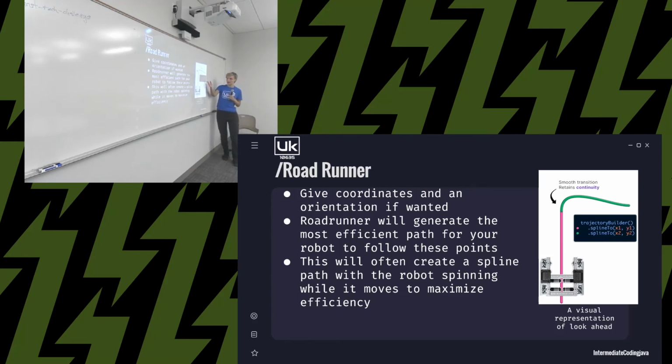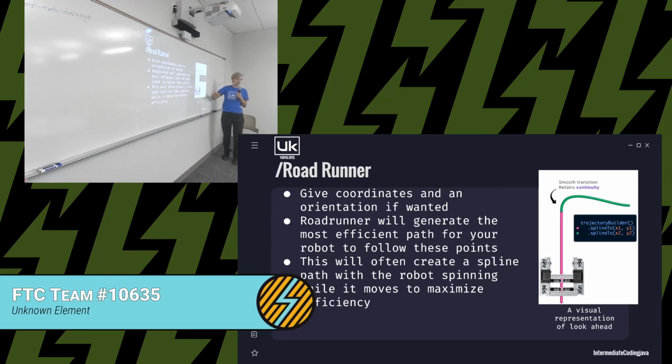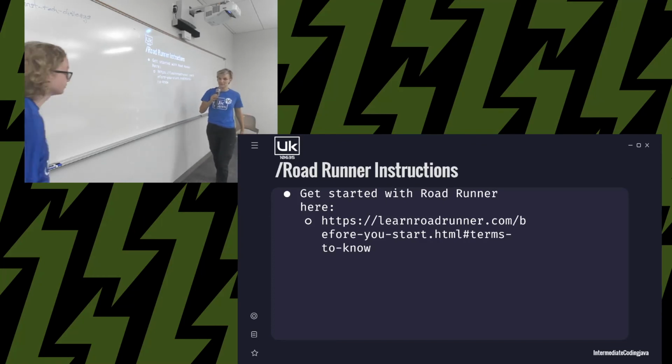To code Roadrunner, if you wanted to use splines, you'd use spline 2, and then you plug in the coordinate position. You can also give orientation. There's a variety of different methods. And here are some instructions to incorporate Roadrunner. Sean has a lot of experience with Roadrunner as he used it last year. So would you like to talk more about that?